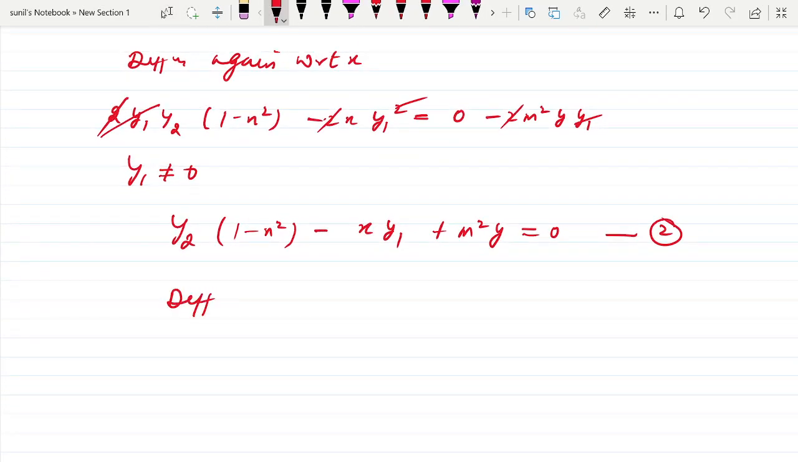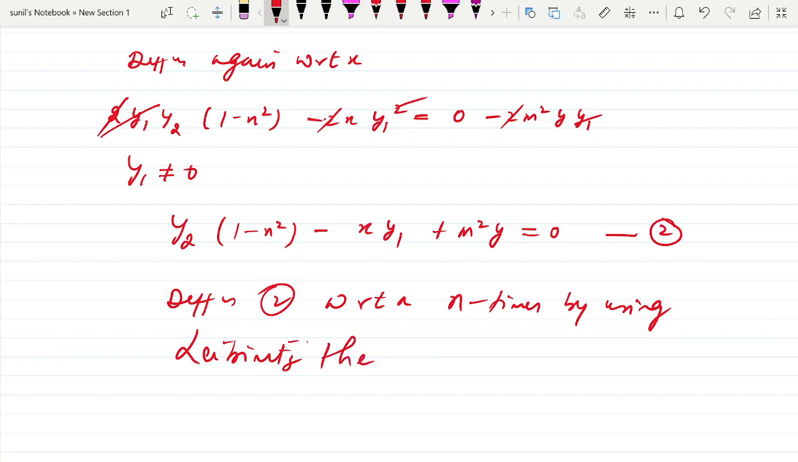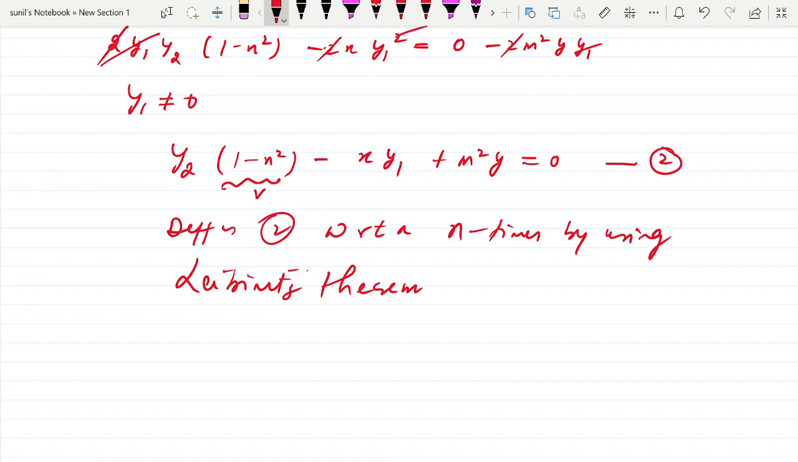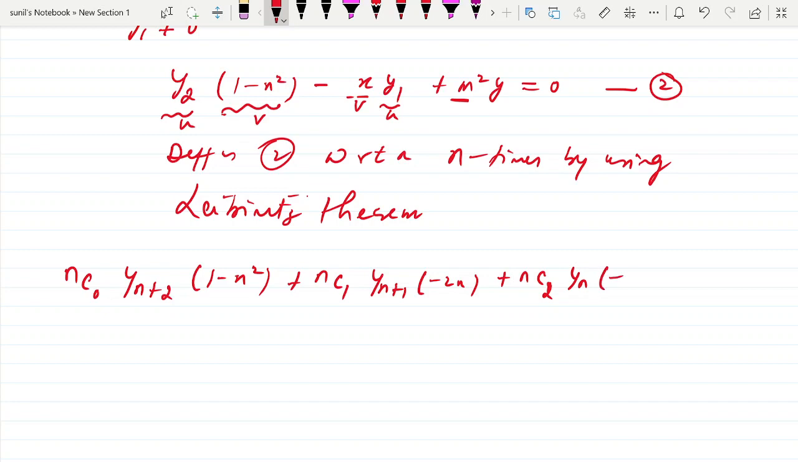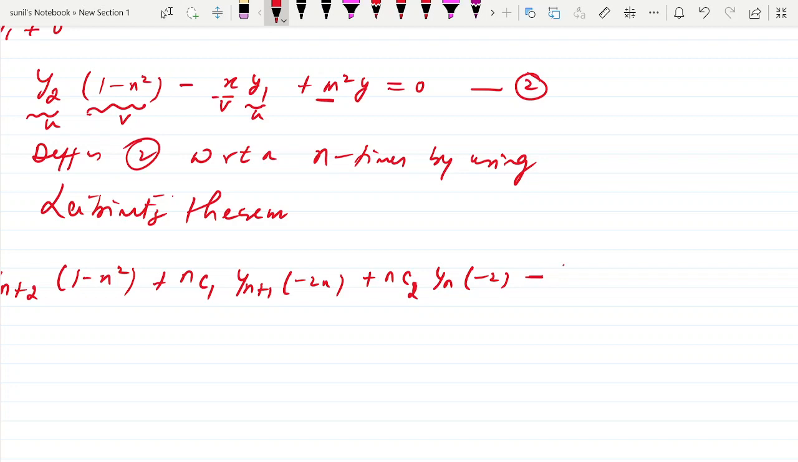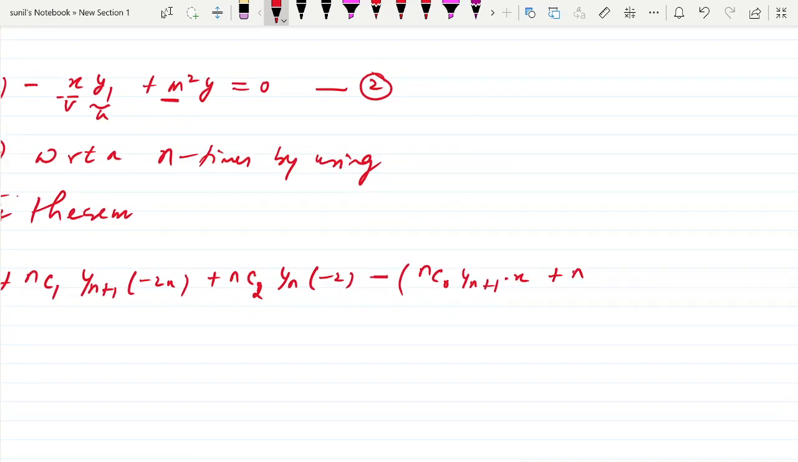Now differentiating 2 with respect to x, n times, by using Leibniz theorem. Now I will take this as my v and this as my u. Again, this is my v, this is my u. Since it is a constant, we can use it directly. So nC0 y_{n+2} (1 minus x square) plus nC1 y_{n+1} (minus 2x) plus nC2 y_n into minus 2. Now the next term will be 0. Since there is a minus sign over there, I'm putting a bracket here: nC0 y_{n+1} into x plus nC1 into y_n, plus m square y_n.